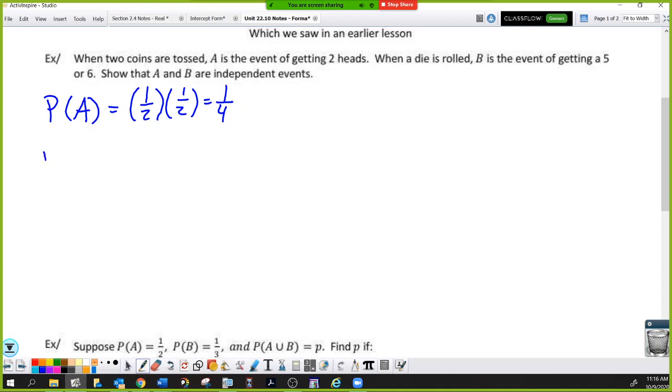Now, the probability of event B is you rolling a die and getting a 5 or a 6. Since it's impossible to roll a 5 and a 6 in a single roll, there is no overlap. So the probability of this or statement is just the probability of a 5 plus the probability of a 6, which is 1 out of 6 plus 1 out of 6. That's 2/6, which reduces to 1/3.